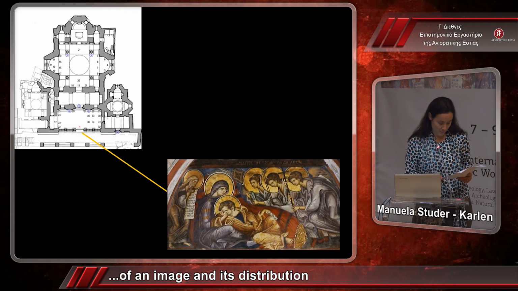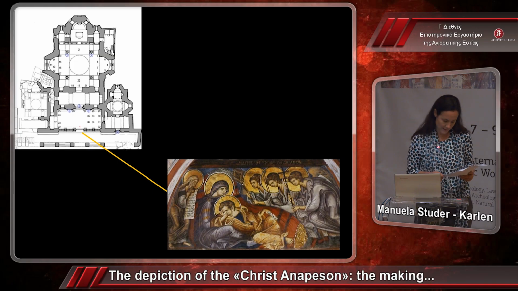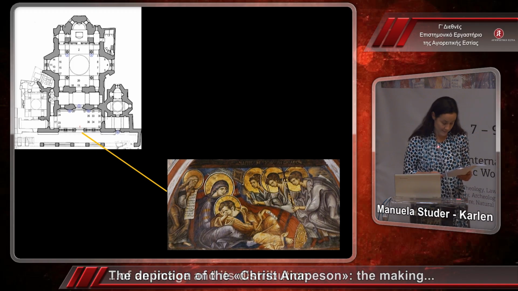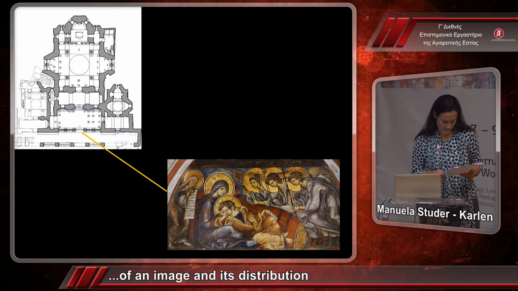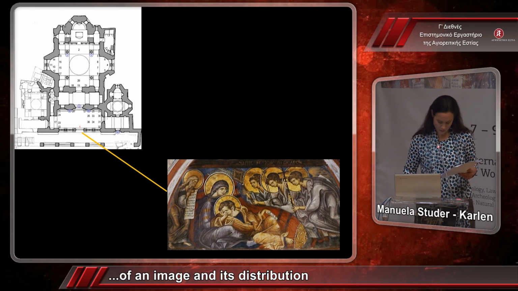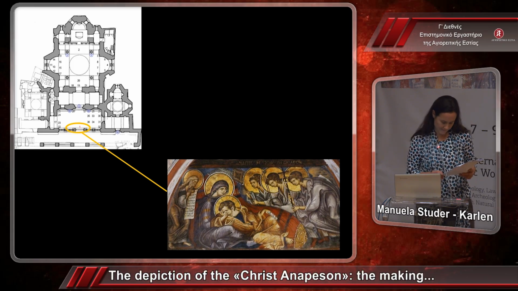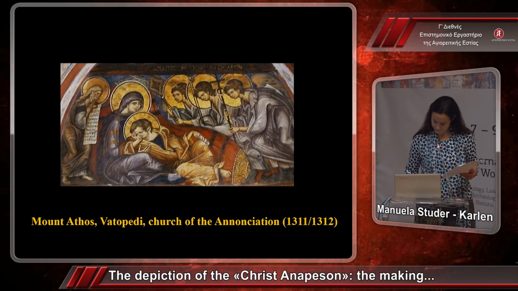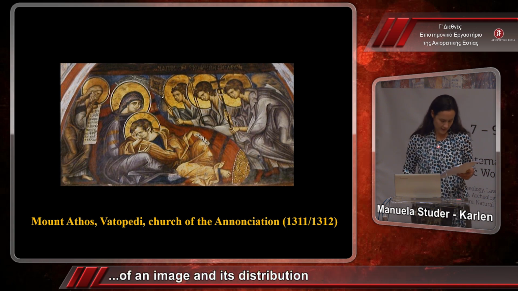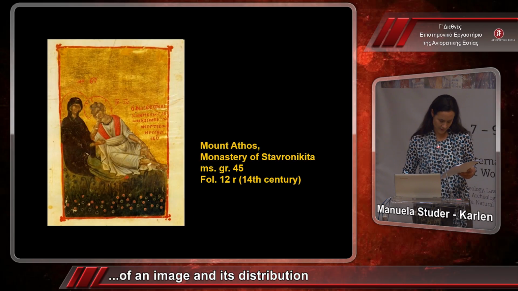The Anapeson was depicted at Vatopedi Monastery above the main entrance of the exonarthex preceding the Catholicon. The Virgin is painted in an unusual attitude. Sitting, she embraces with two arms the Christ, whose head rests on his knees. On the miniature of Stavronikita, the Virgin is represented in a similar attitude.